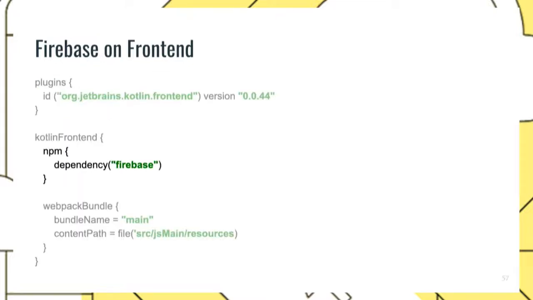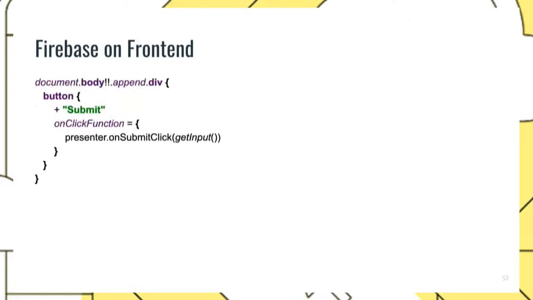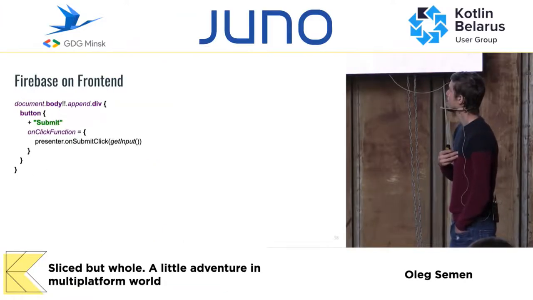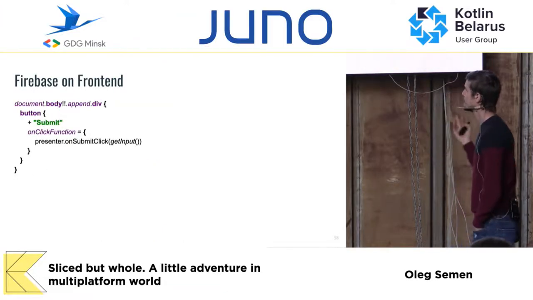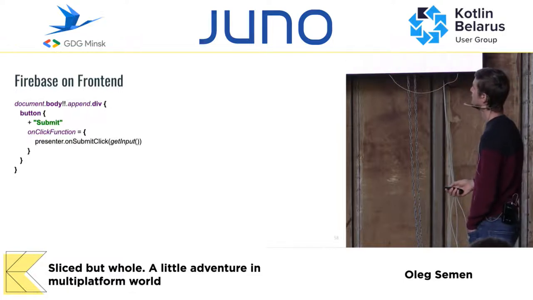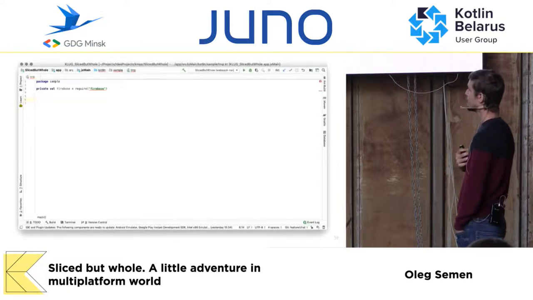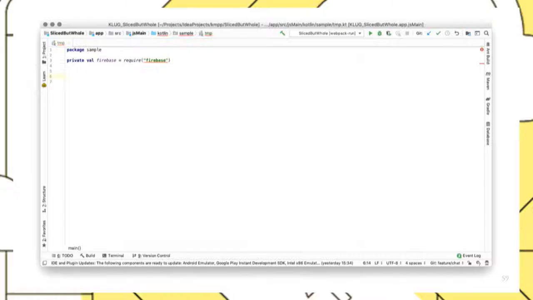For JavaScript or frontend, it's also pretty straightforward. You add the node package management dependency in the Kotlin frontend plugin, and then you can use this presenter. But where do you get this presenter? In order to include or import some library in JavaScript, you have to use require. But Kotlin doesn't know anything about require.